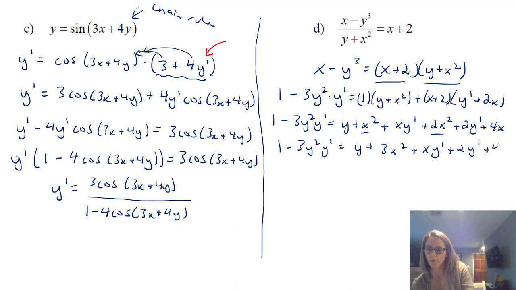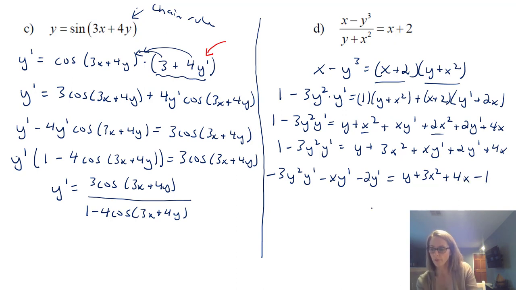Just going to make sure I have everything here. Okay, so now just like before, what I'm going to do is I'm going to bring everything that is not y prime to one side and everything that has a y prime to the other side. So I'm going to have negative 3y squared y prime. I'm going to subtract the xy prime from the right-hand side. I'm going to subtract the 2y prime from the right-hand side. Looks like everything. And then on the right-hand side, I'm going to have the y, the 3x squared. I'll have the 4x. There we go. And then I'm going to have to subtract that 1 from the left-hand side and bring it over. So I have this.